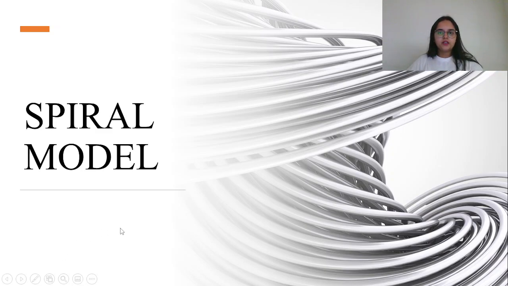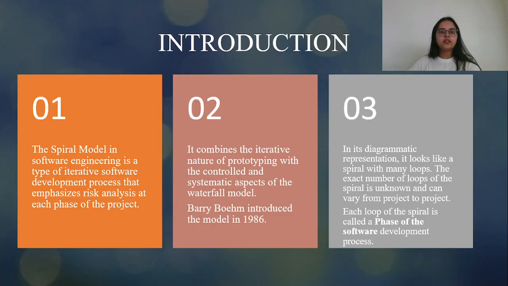Hello everyone. This video talks about one of the most important models in the software development lifecycle, which is the spiral model. The spiral model is an iterative model in the software development process, and the major role of this model is to analyze the risk involved at each phase of the project. At each development phase, there is obviously certain risk involved whenever we develop any project.